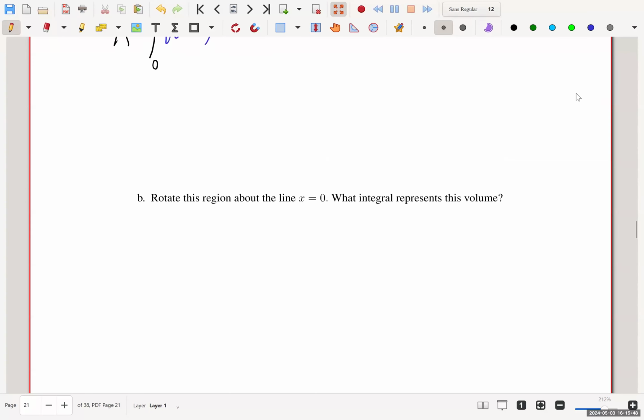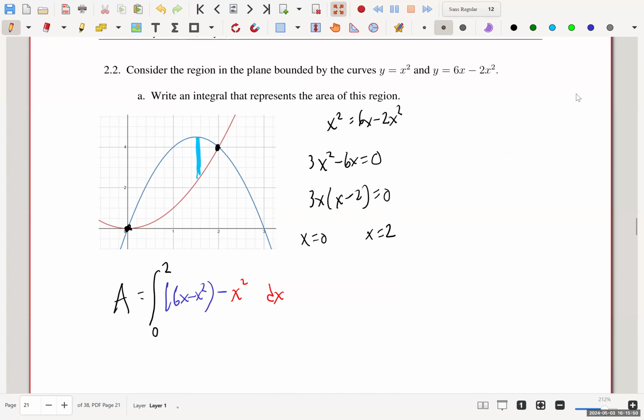Okay? So x equals 0. The line x equals 0 is the y-axis. We're going to go ahead and draw the arrow that represents that turn. And now what I'm going to do is I'm going to imagine that I turn this around.